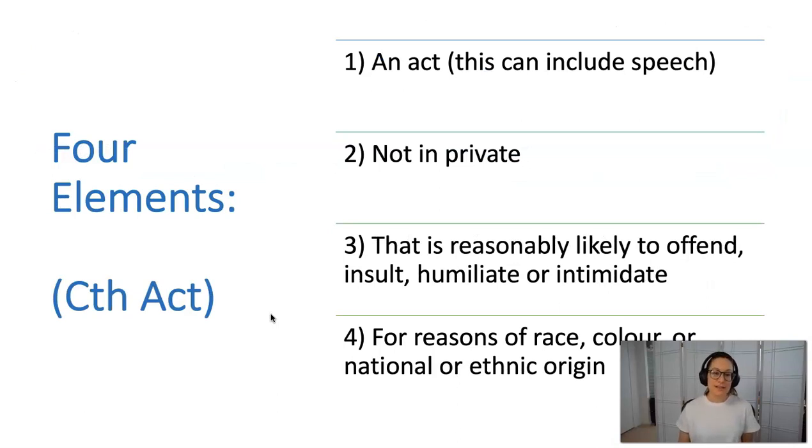So we can break that down into essentially 4 elements. There must be an act, and an act can include speech. It must not be done in private. It must be reasonably likely to offend, insult, or humiliate. And it must be done for reasons of race, colour, or national or ethnic origin.